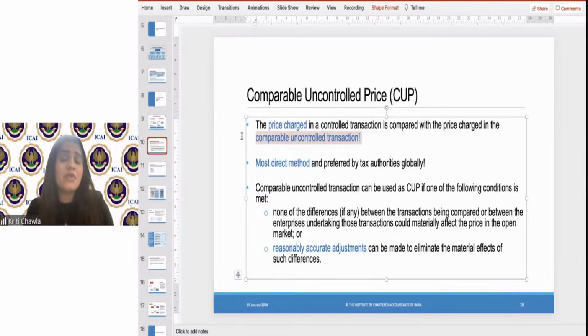Now, what is an uncontrolled transaction? We did this in the last lecture. Can you put it in the chat box? What is an uncontrolled transaction? Okay, I'll wait for this.